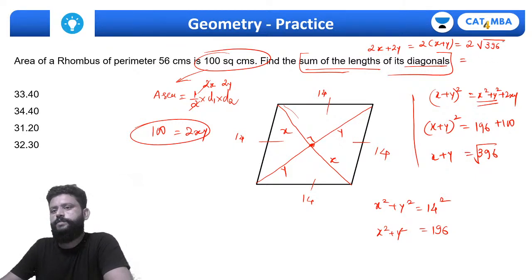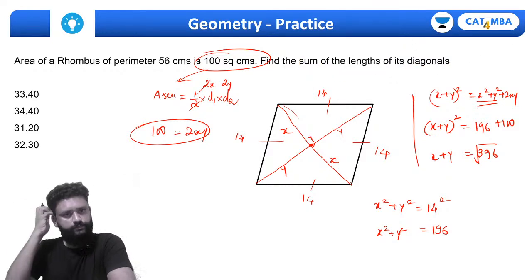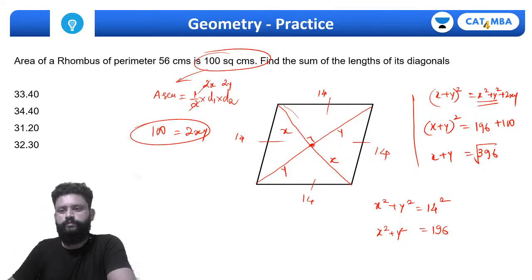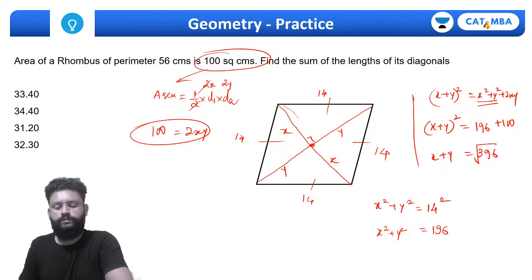So how much should the answer be? Square root of 400 will be close to 19. It should be double of 19. Just a minute. Let me check the calculation part once. It's 100 only.